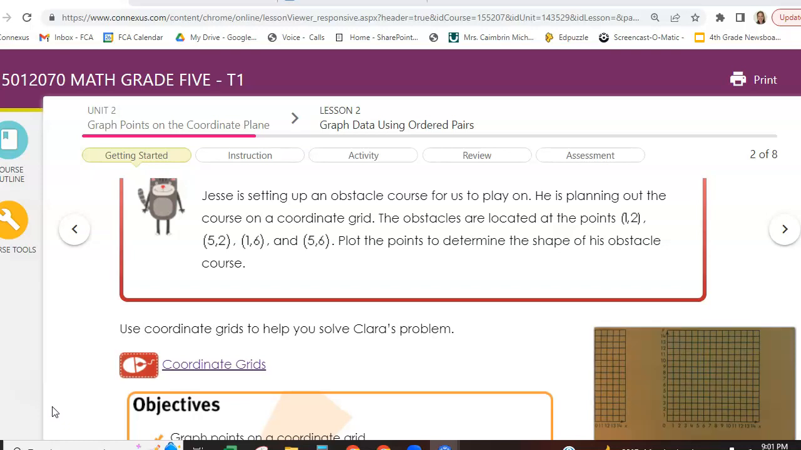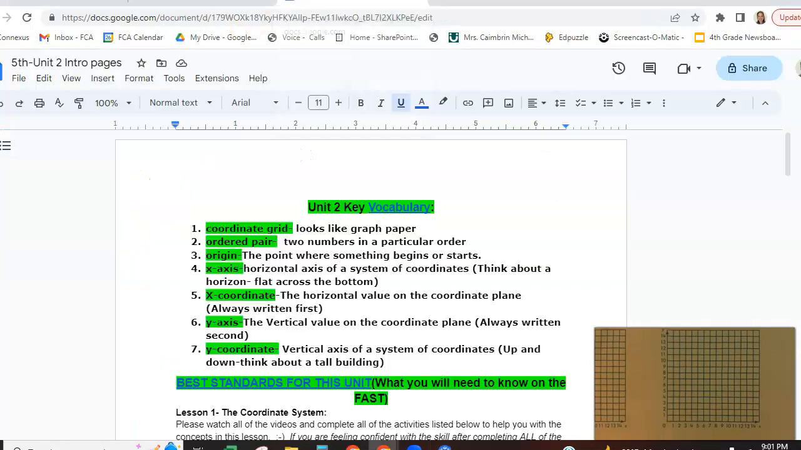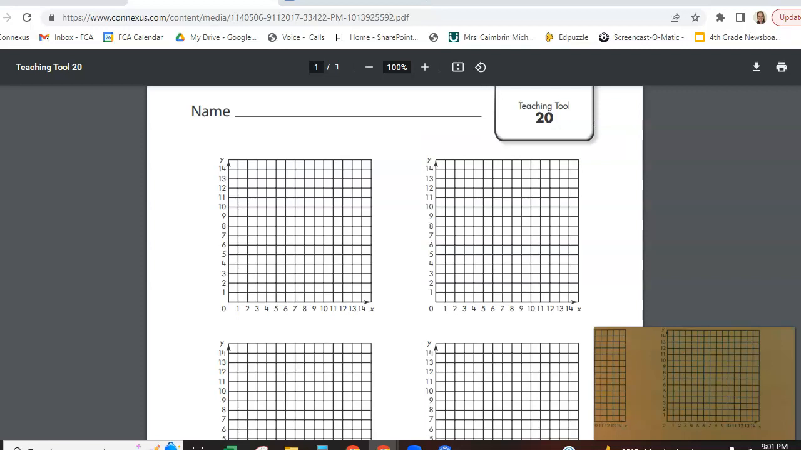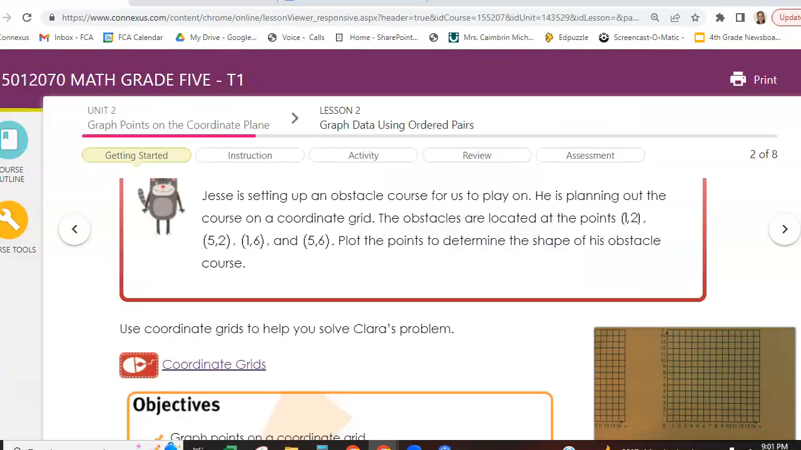I added a little anchor chart to your intro page today. I liked it, and it kind of gave a new way of looking at it. I hadn't thought about it before. It said, remember, always crawl before you climb. So crawl across the X before you go up. That's just a helpful kind of mechanism to help you get that.